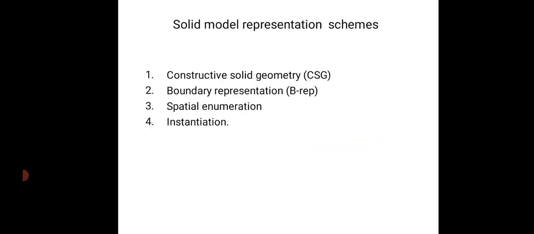Solid modeling representation schemes. Four types of representation are there. First one is constructive solid geometry. Second one is boundary representation, that means B-rep. Third one is spatial enumeration. Fourth one is instancing. One by one we will see.